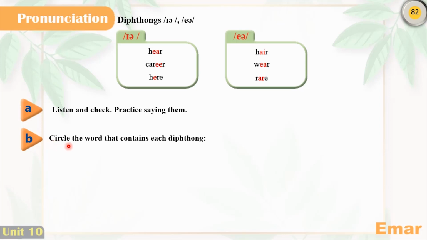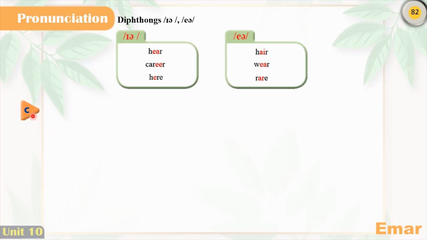Exercise number B. Circle the word that contains each diphthong. Ia. Let's see the options. Cheat, near, eat. Number 2. Ea: meat, feet, air. I think you got it. Number 1. Ia is similar to near. Number 2. Ea is similar to air, right?